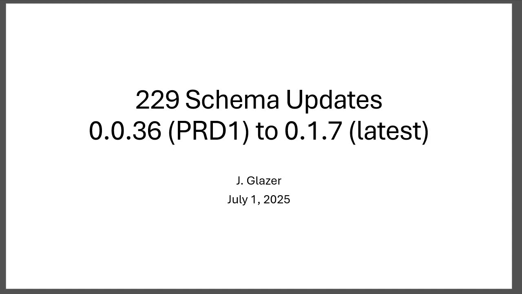Hello, today I'm going to be updating you on the changes that have been made to the 229 schema between the first public review draft version, which was 0.036, and the latest version, 0.1.7, which we are going to be voting on to be put out for the second public review.